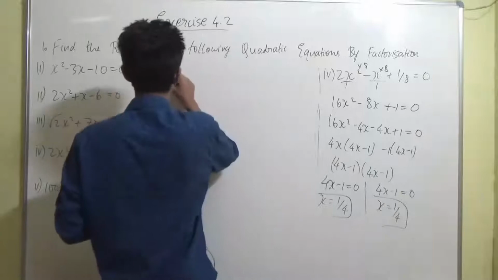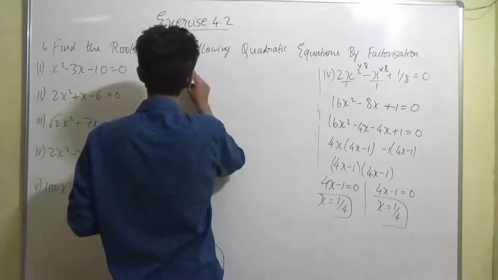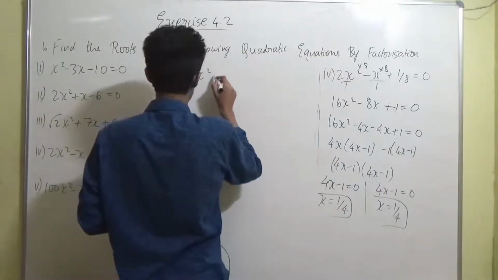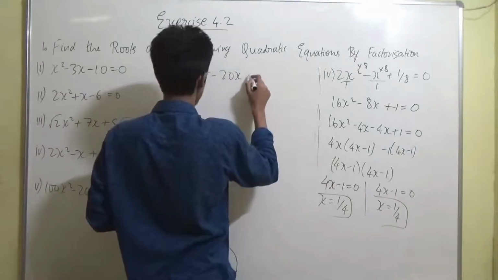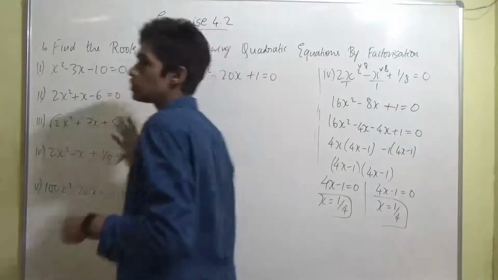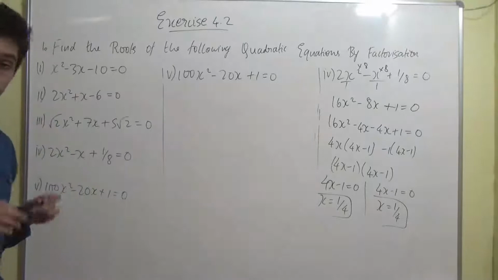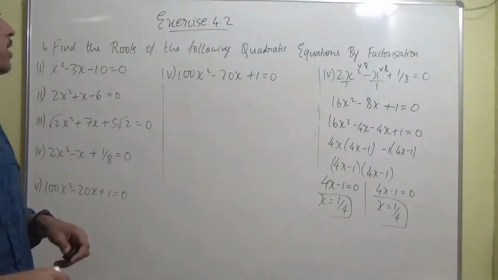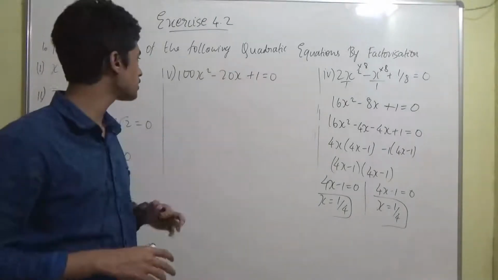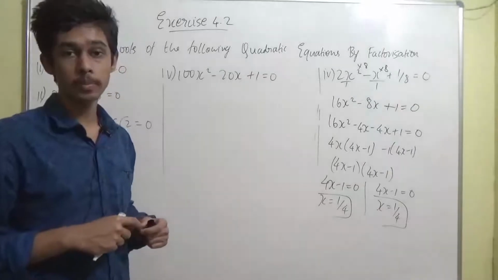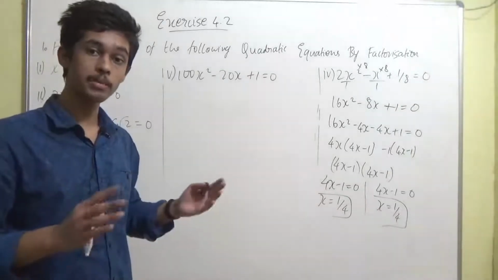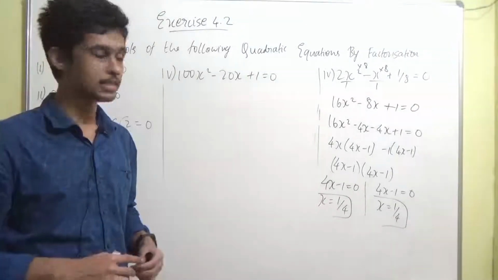Okay, so fifth question: minus 20x plus 1 equal to 0. So this is your fifth question, guys. If you see the middle term, the product of the first and last term is 100x square. So you have to split minus 20x in such a way that when you multiply them, you're going to get 100. It's very easy, guys.